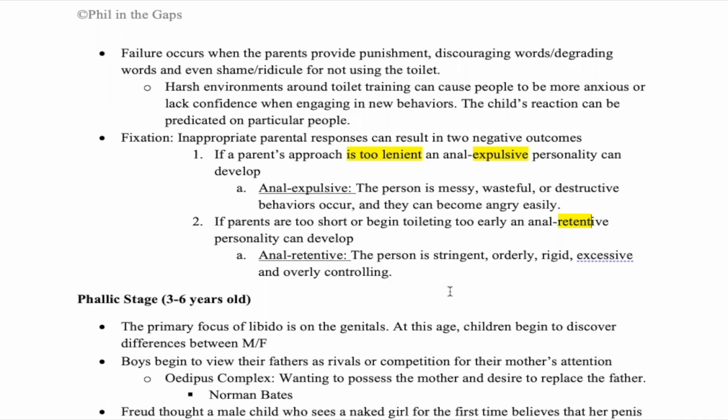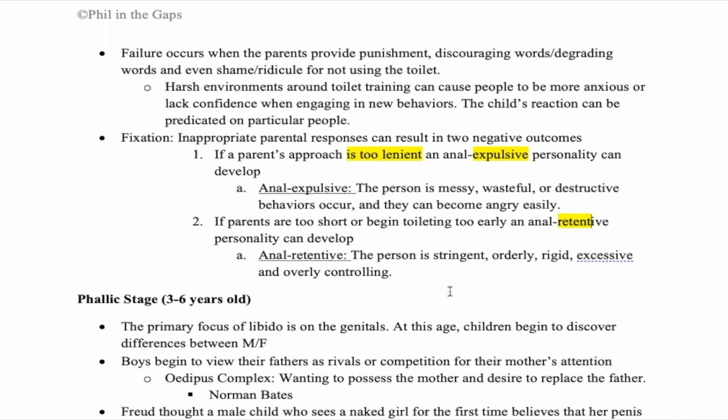However, if they're in that harsh and overwhelming state for too long, we can have two types of personalities that come up in the forms of a fixation. Anal explosive, think of an explosive, based on the fact that if this individual is in an environment, it looks like an explosive has gone off because they're messy, wasteful, and destructive in what they do, but they're easily angered when they're not getting their way.